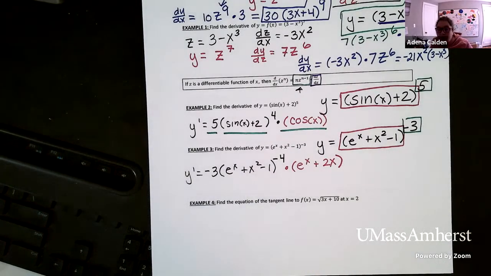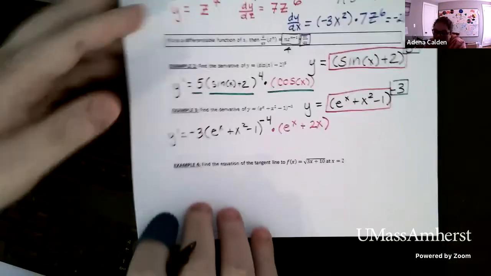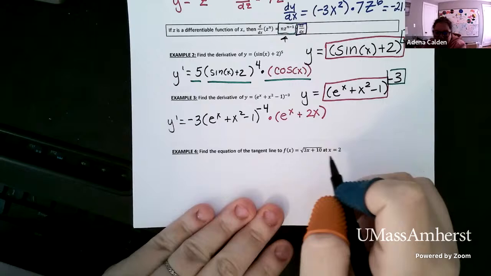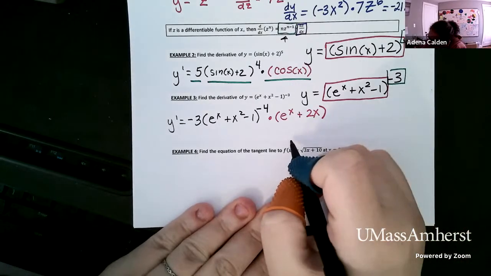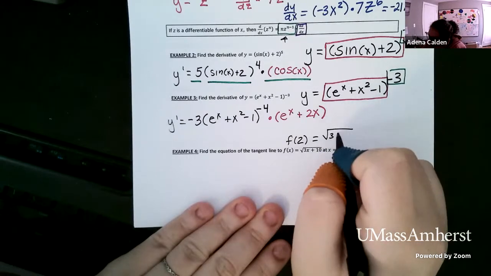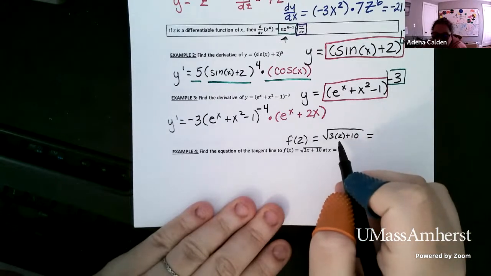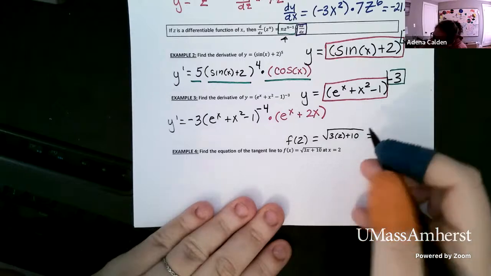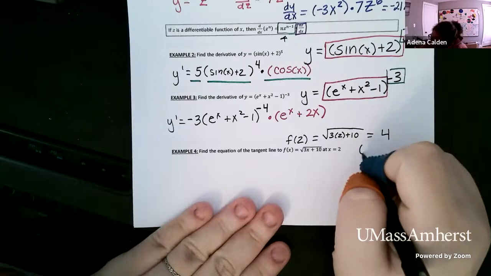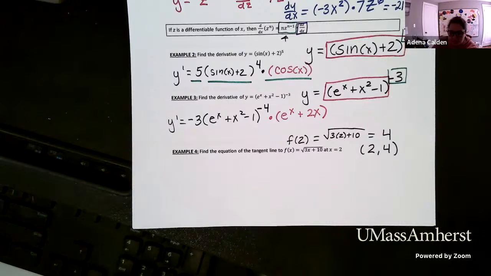Okay, so when we find the equation of a tangent line, we need a point and we need a slope, right? So it doesn't matter which one we do first, but I'm going to go ahead and find our point here. So we're interested in what's happening at x equals 2. So if we plug a 2 into our function, we get the shared point. So we have 3 times 2 plus 10. 3 times 2 is 6. 6 plus 10 is 16. The square root of 16 is 4. Okay, so that means our shared point is (2, 4).